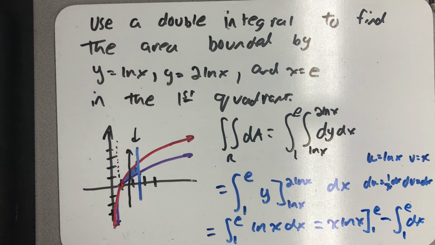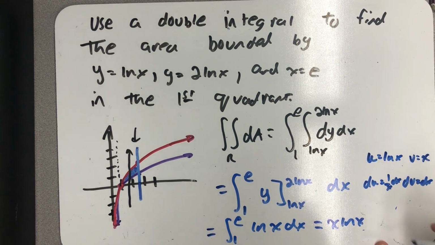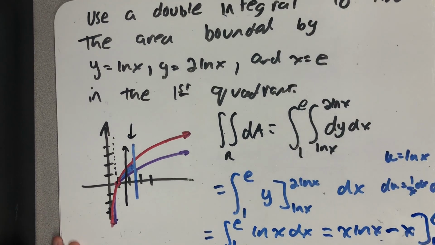And I'm just going to go on and simplify this here so I don't have to get another board out, because it's just an x evaluated also from 1 to e. So if you remembered the antiderivative, it's x times the natural log of x minus x, evaluated from 1 to e. And now I need another board anyway to do the evaluation.